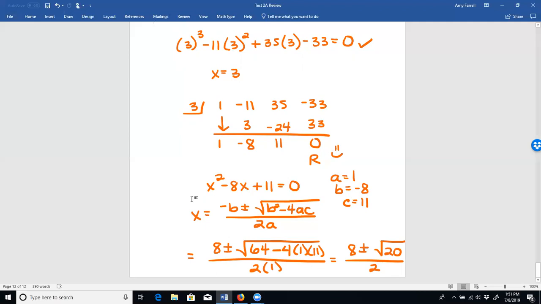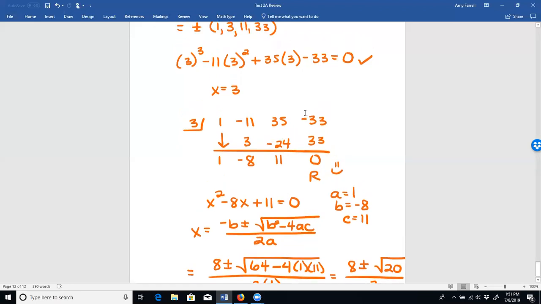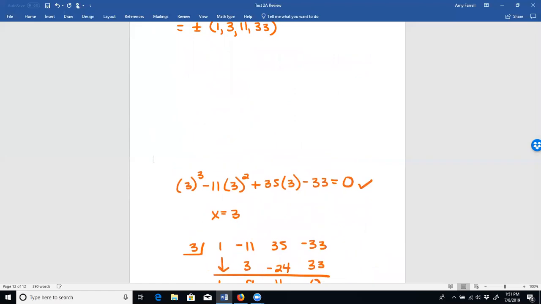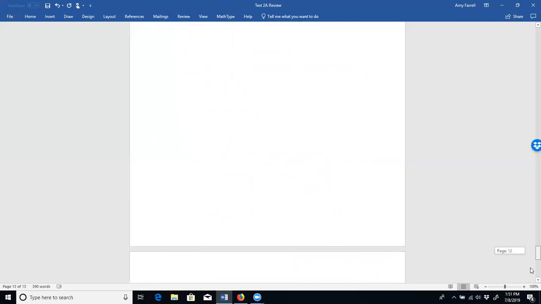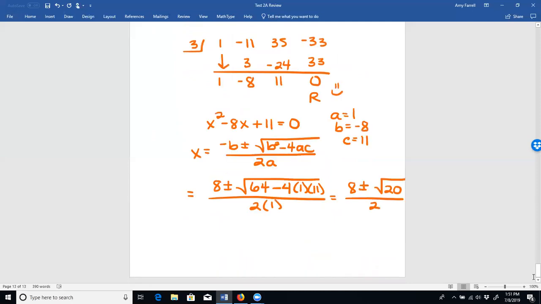I can reduce or simplify this. Oh, I'm at the very end. Bummer. I do need to simplify the square root first. This is going to move everything down. Yes, it is. Oh, well, at least I'll have a little bit more room. Okay, so sorry about that.